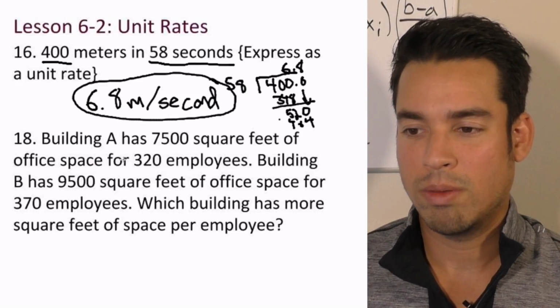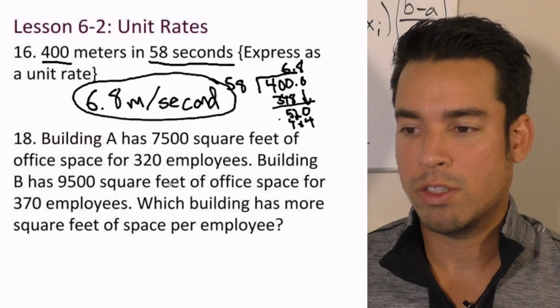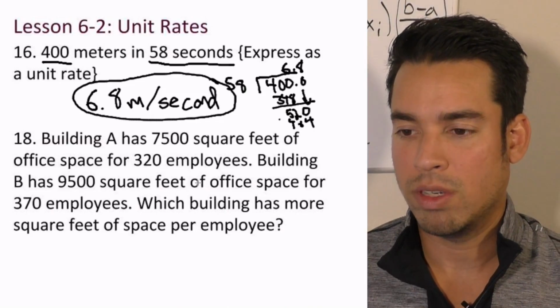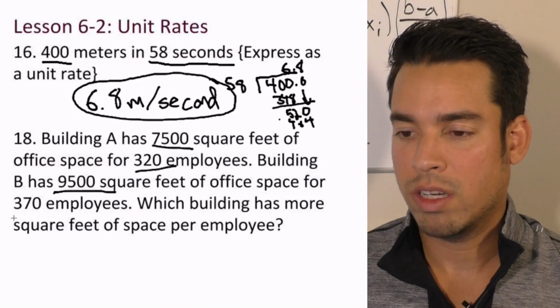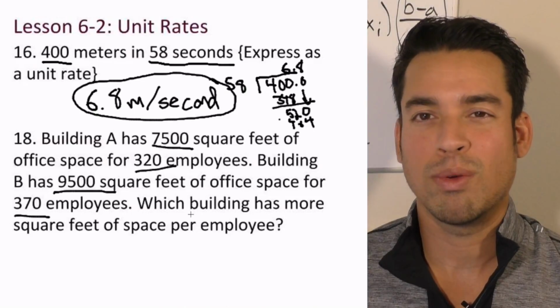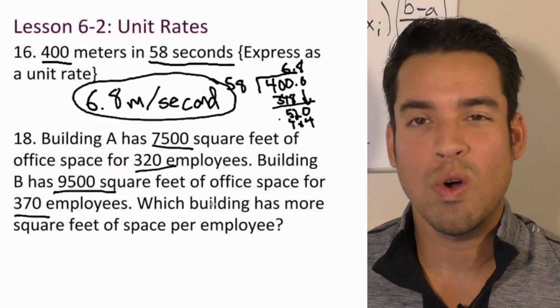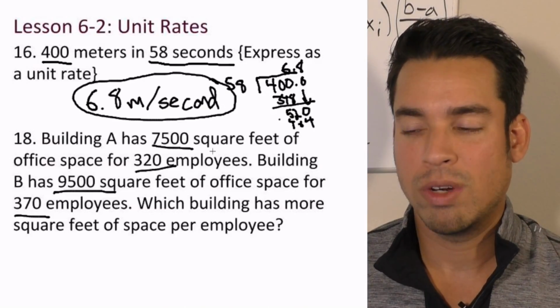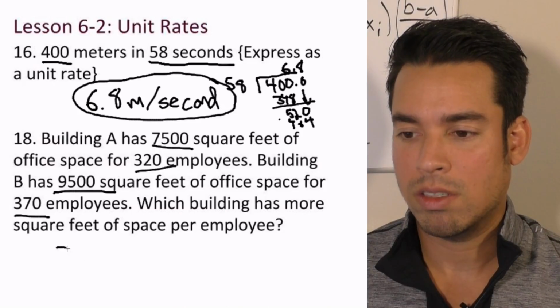All right, now let's go on to number 18. It says building A has 7,500 square feet of office space for 320 employees. Building B has 9,500 square feet for 370 employees. Let's underline all this stuff here. Which building has more square feet of space per employee? Again, we need to find the unit rate, square feet per one employee.